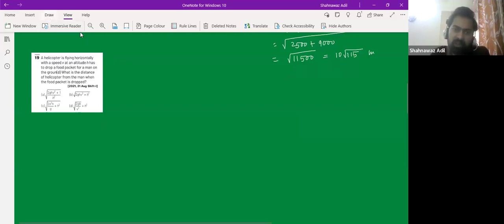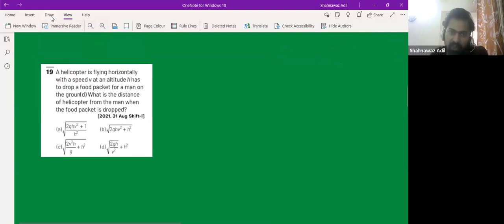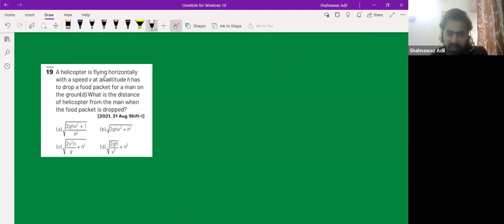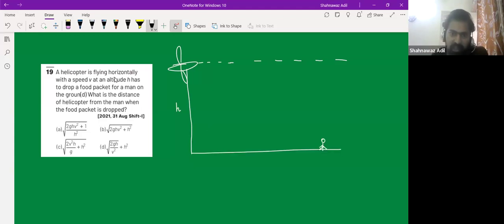This is a similar kind of question, so let's do this one. So we have a helicopter flying horizontally. Again, this is horizontal projection. So the helicopter is flying in this direction, and it is at a height of h. Altitude is h. Some man is standing in air, right? And the food packet is dropped.